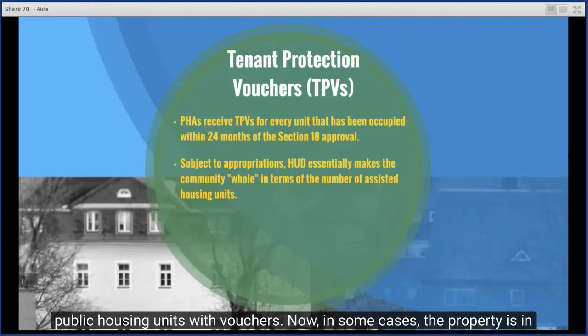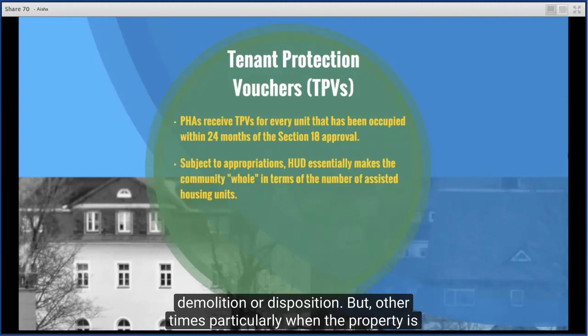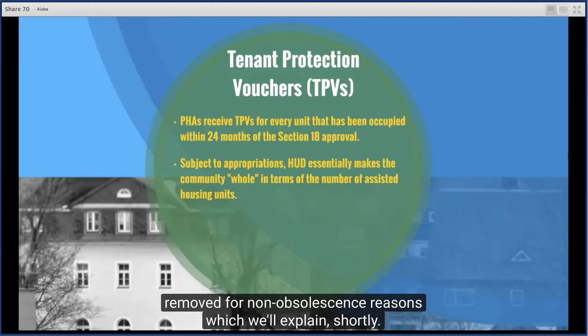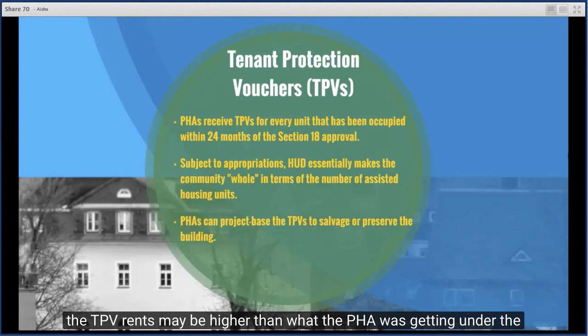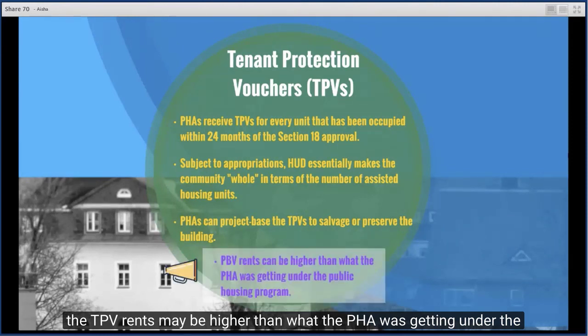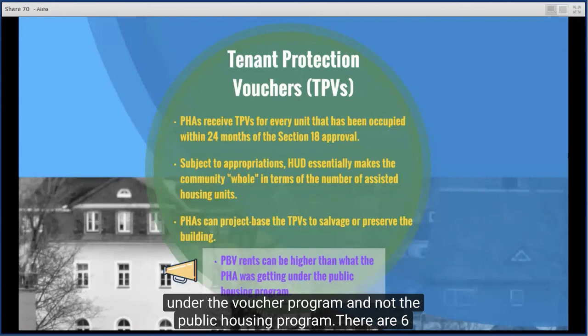Now, in some cases, the property is in such poor condition that a PHA is happy just to rid itself of the property via demolition or disposition. But other times, particularly when the property is removed for non-obsolescence reasons, which we'll explain shortly, PHAs are able to project-base the TPVs to salvage or preserve the buildings. And the PBV rents may be higher than what the PHA was getting under the public housing program, because the rents will be based on what HUD would pay under the voucher program and not the public housing program.